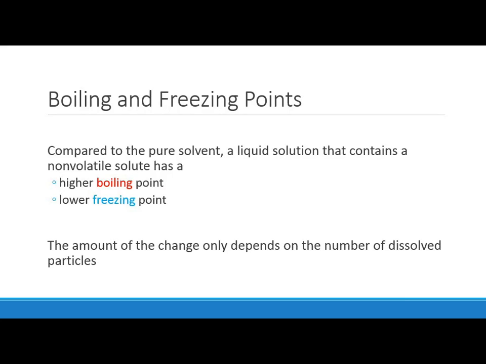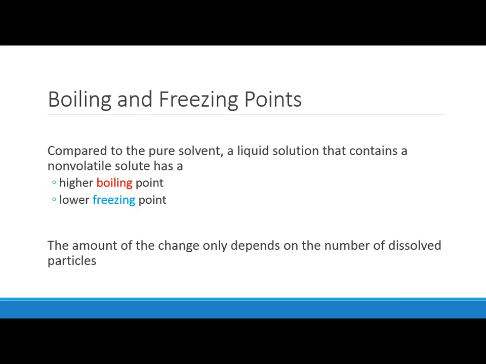The first thing is that with boiling and freezing points, it turns out that whenever you have a solution, let's say that you have water and you dissolve some sugar in it, what happens to the freezing and the boiling points? Well, it turns out that you're actually going to raise the boiling point and you're going to lower the freezing point. So boiling point elevation, freezing point depression.